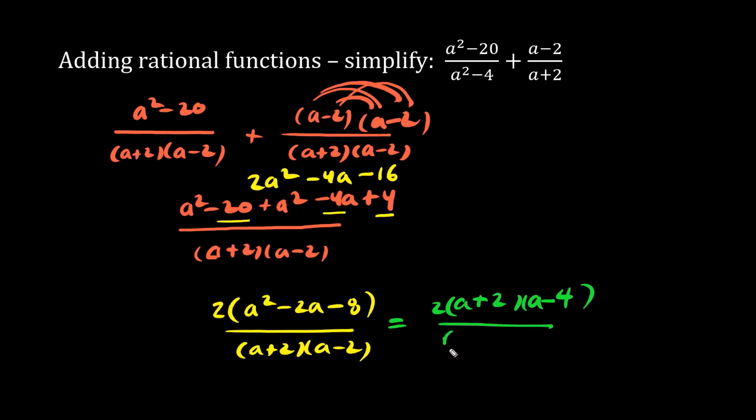And we copy the denominator. And we see that the a plus 2's cancel out. So what remains is 2a minus 4 over a minus 2 is a simplified form.